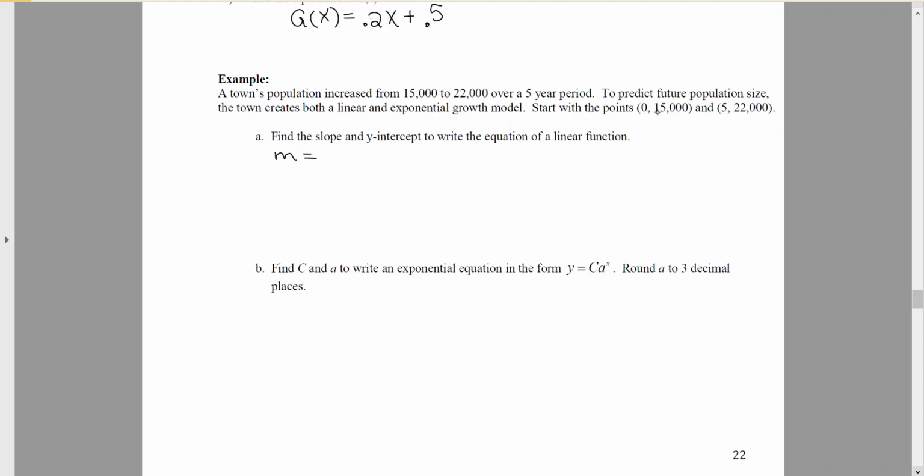So calling my first point x1, y1, my second one x2, y2, I'm going to start with 22,000 minus the y sub 1 value divided by x sub 2 minus x sub 1. So that's going to be 7,000 on top divided by 5 on the bottom. So I'm going to have 1,400, and that's the town's population per year.